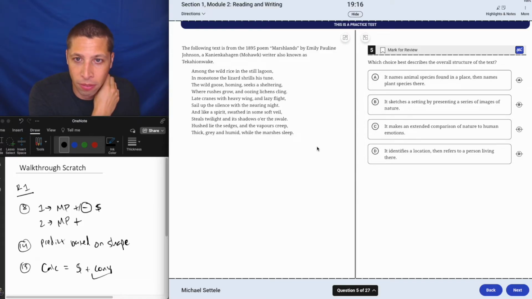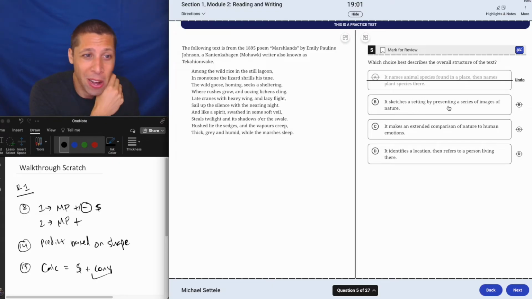Okay, it's just like a description of different things. It names animal species found in a place, then names plant species there. Wild rice seems like a plant first, so I think that's just wrong. It sketches a setting by presenting a series of images of nature. Okay. It makes an extended comparison of nature to human emotions. Does it though? It identifies a location that refers to a person living there. Who's the person? These are birds. One line says the vapors creep. I don't think there's a person here.